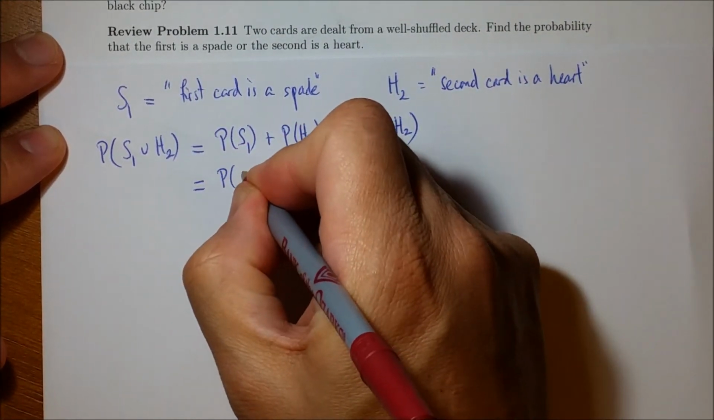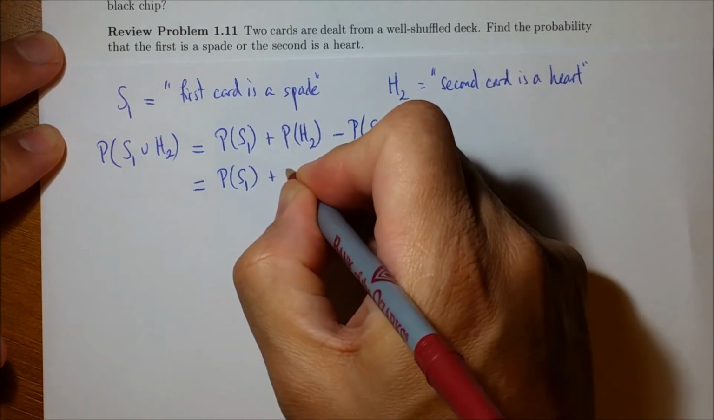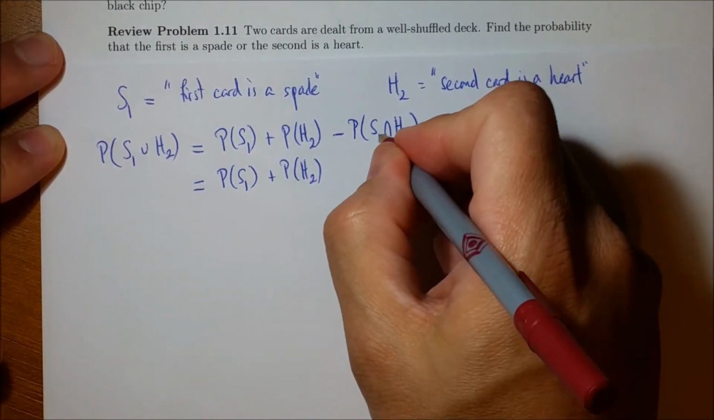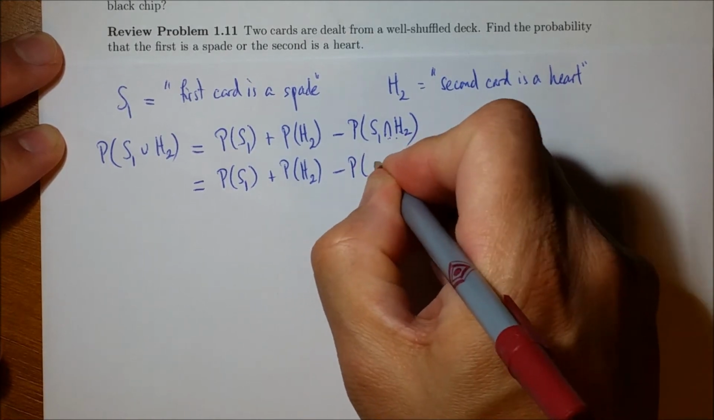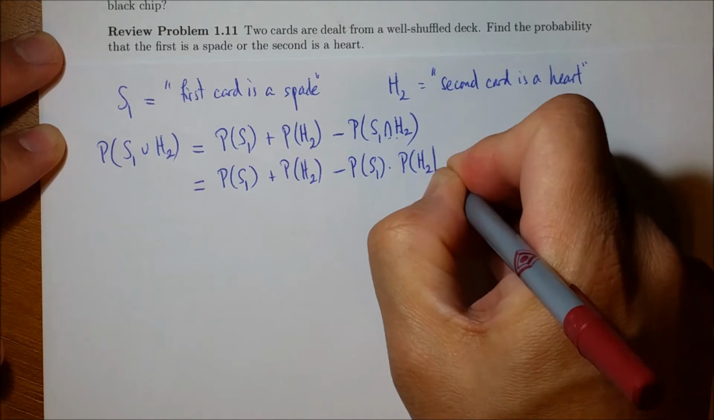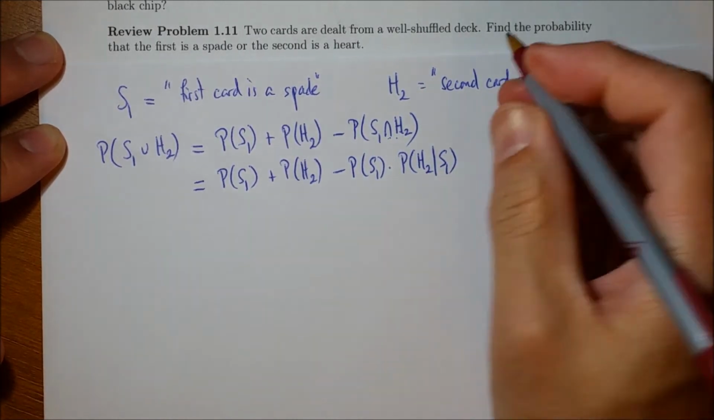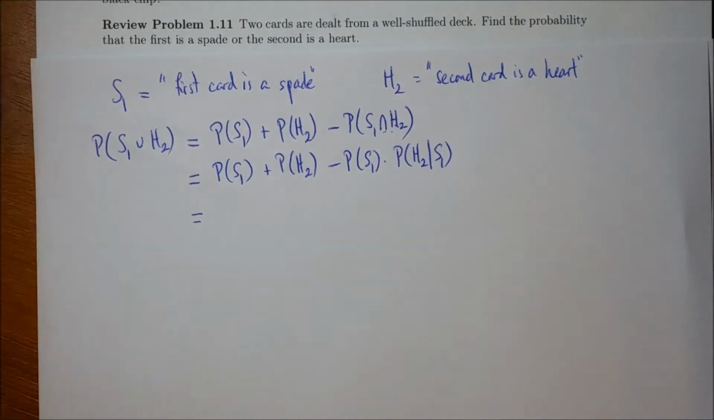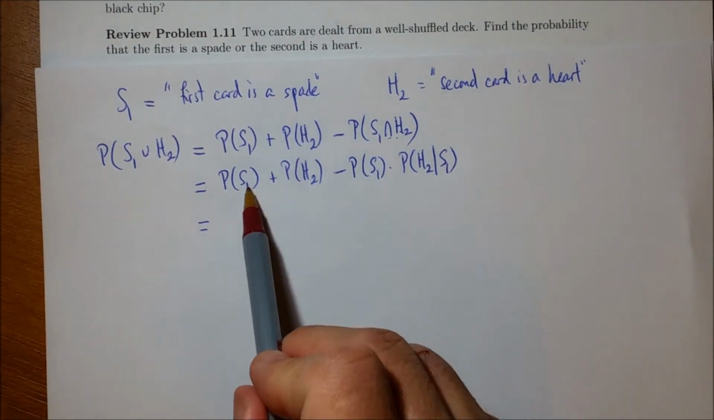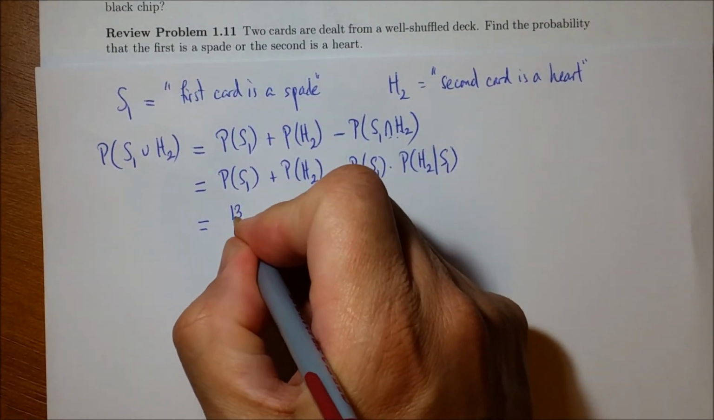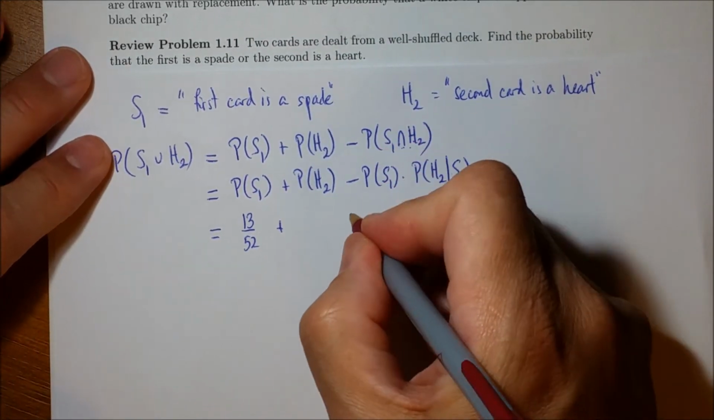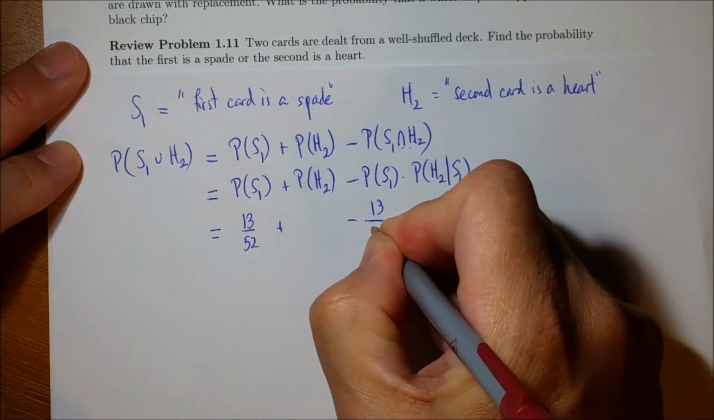So it's the probability that the first is a spade plus the second is a heart. Those two terms are unchanged. Then this one is the probability that the first is a spade times the probability that the second is a heart, given that the first is a spade. Okay, so let's start evaluating these things. So the probability that the first card is a spade is clearly 13 out of 52. And that would be this term here as well, 13 out of 52.